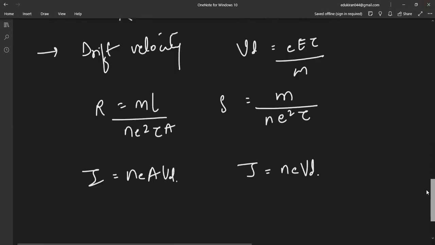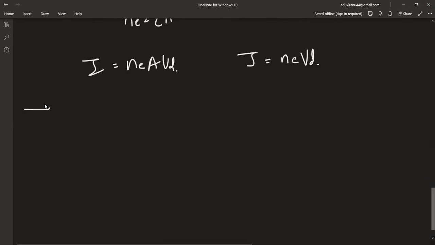V is equal to IR we have discussed. The other form of Ohm's law is expressed as J is equal to sigma E. This is the current density J, this is the electric field E, and this is the conductivity sigma. This is a relation between them. So this tells you Ohm's law holds when the resistivity of the material does not depend on the magnitude and direction of the applied electric field.